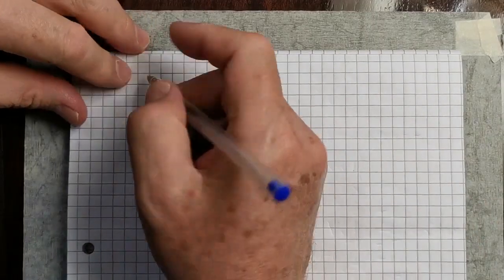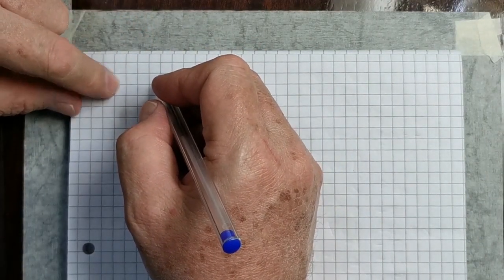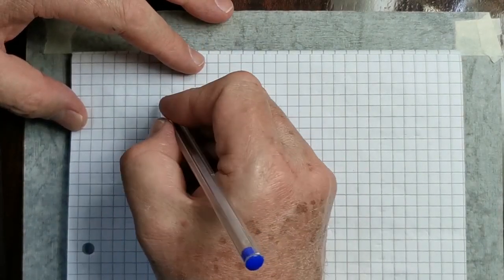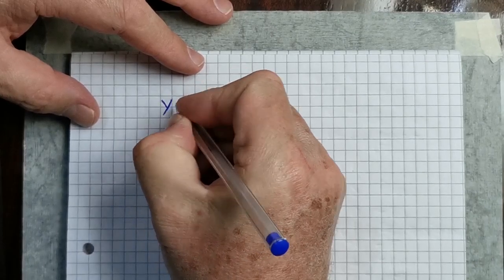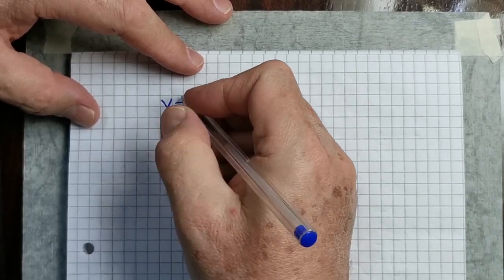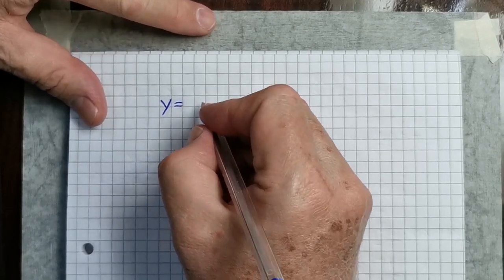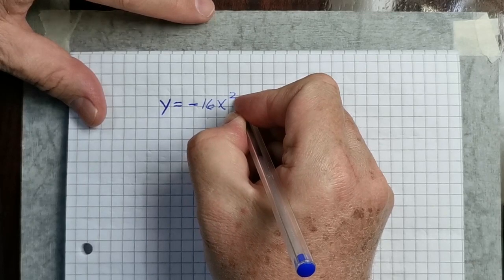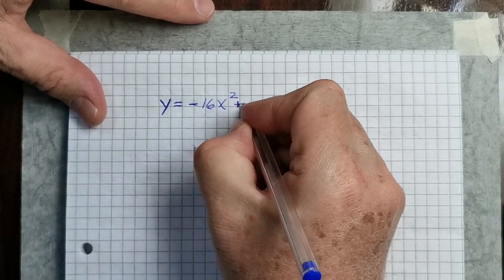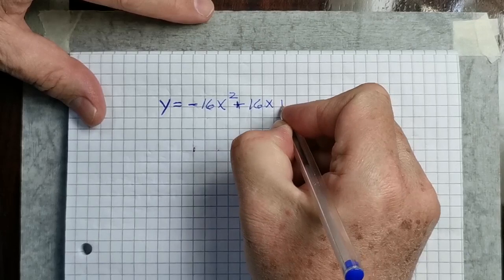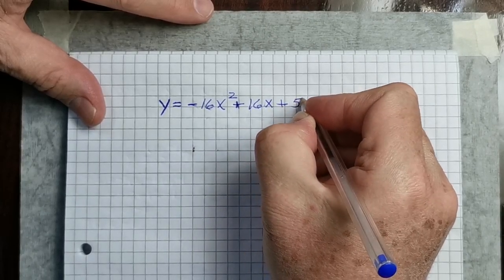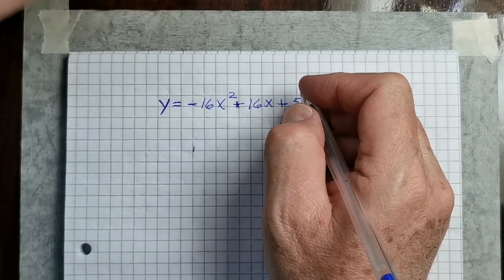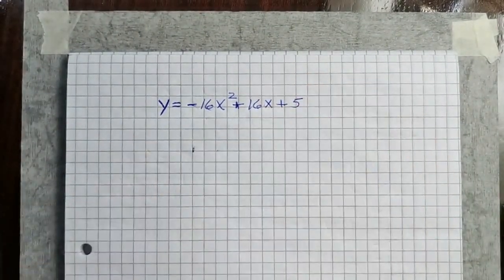Okay. So here's the equation again. The height of a ball can be determined by this equation. y is equal to negative 16x squared plus 16x plus 5, okay? Where y represents the height of the ball at x seconds.